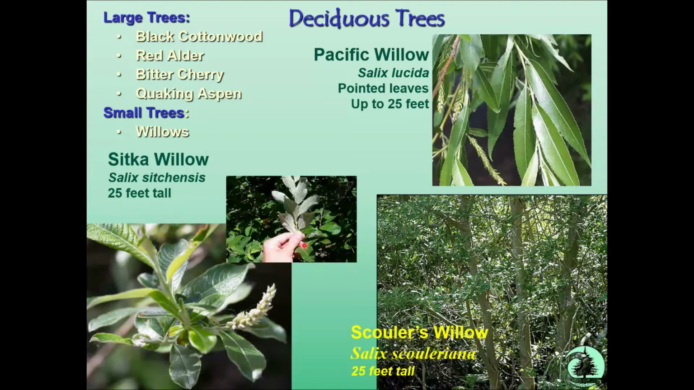The Sitka willow, sometimes you can tell the difference because the back side of the leaf has silvery hairs right here, but they have that nice dark green on the top. So wonderful trees, great for wet sites, and yeah, a wonderful habitat tree.